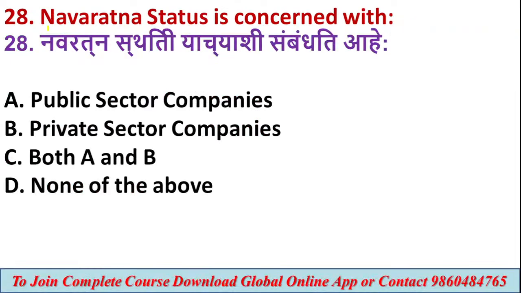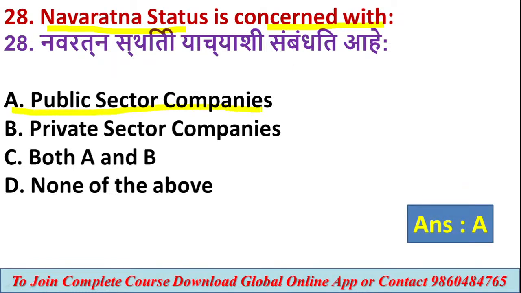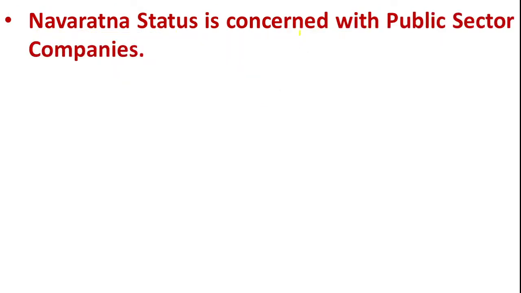Question number 28. Navaratna status is concerned with option A public sector companies, option B private sector companies, option C both A and B, option D none of the above. Here the correct answer is option A, public sector companies. Navaratna status is concerned with the public sector companies.